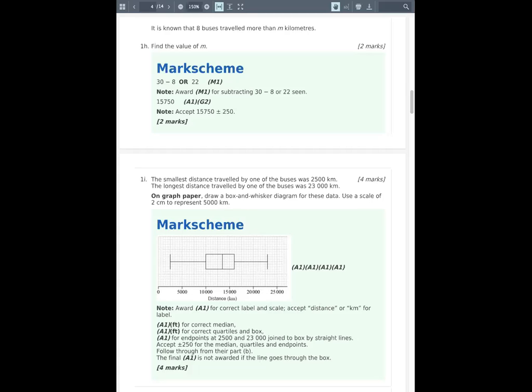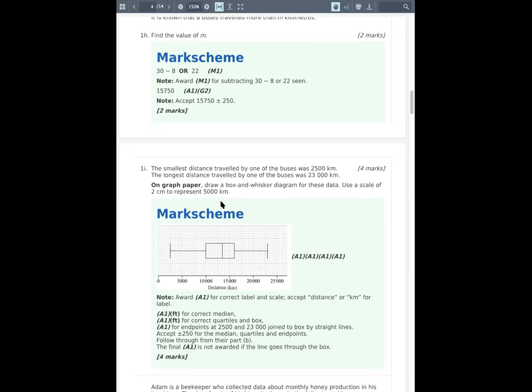So if it was talking about, it is known that 8 buses traveled less than m kilometers, would you do it the other way around? Yes, exactly. So if it says less than, I think you would do 0 plus 8, and then look at 8 and what it matches up to. Gotcha. I think that would make sense in the opposite situation. Okay, that makes sense. All right.